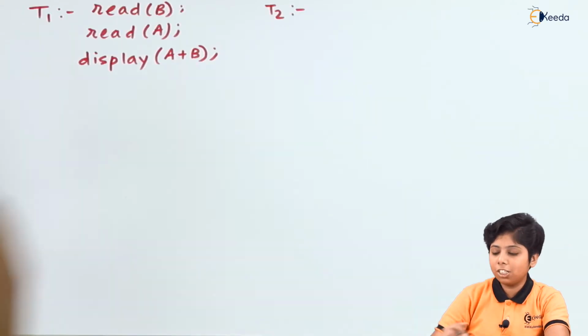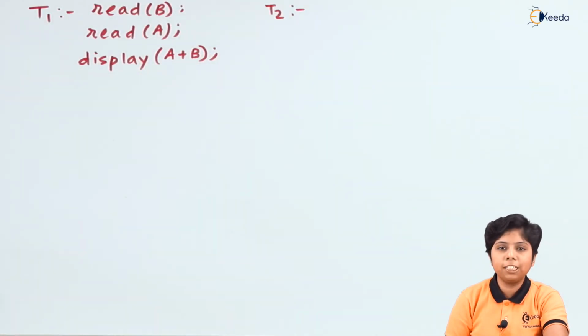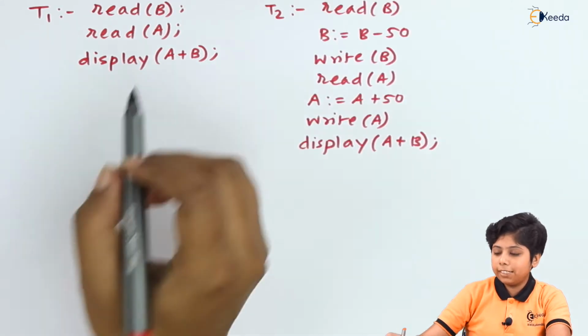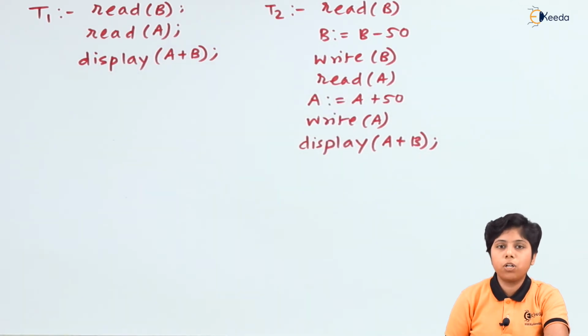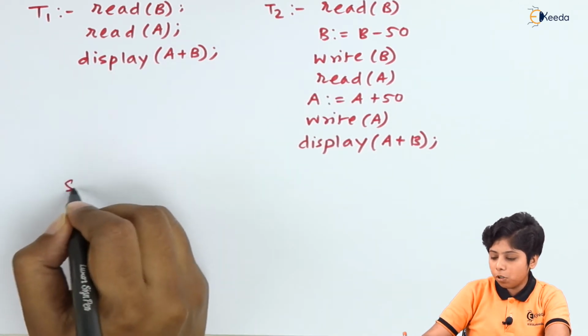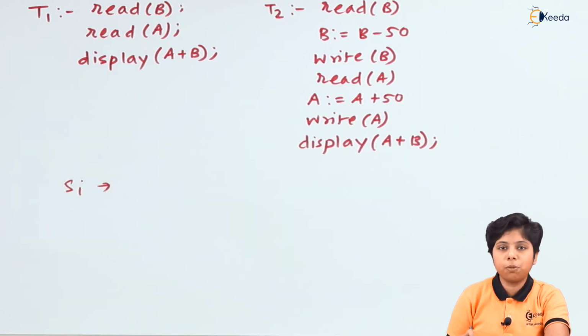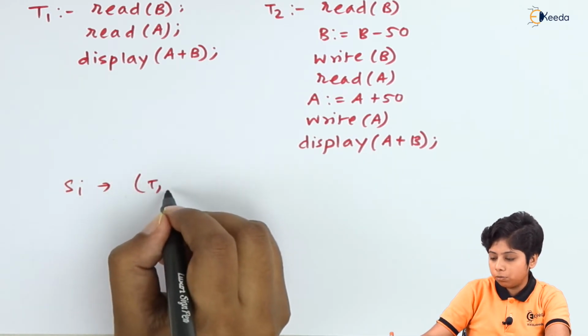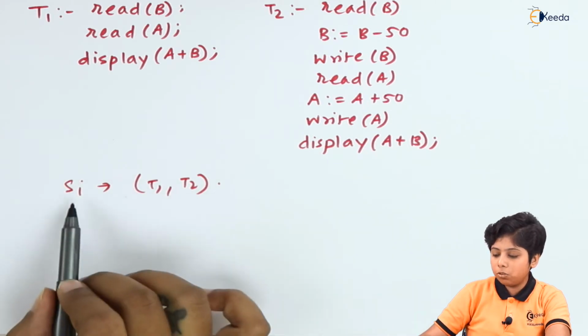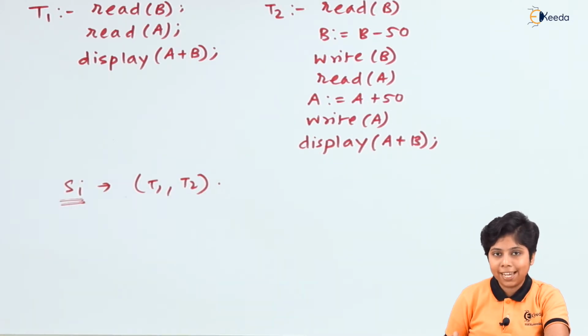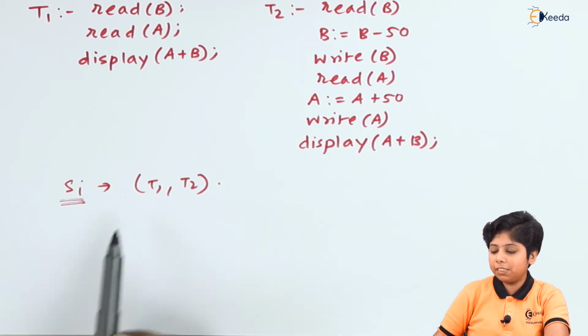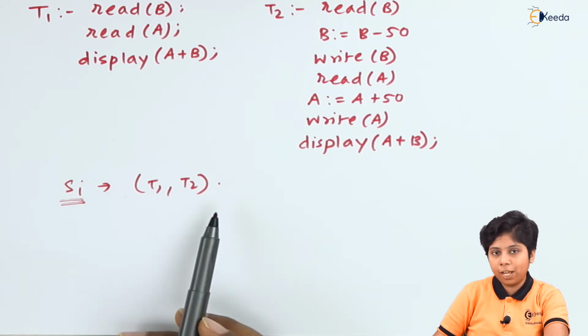My first transaction is reading two values and then displaying the summation of these values. My second transaction is for transferring an amount of 50 from account B to account A. Now, if we assign the system clock to these transactions before T1 and T2 happen, each of them is assigned a timestamp TS. That means that T1 will appear first and T2 will appear next.